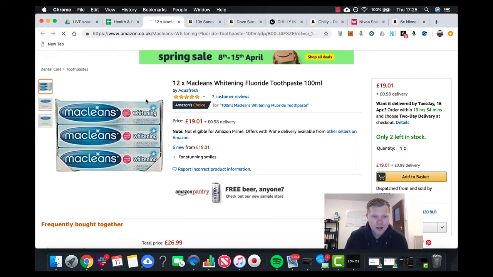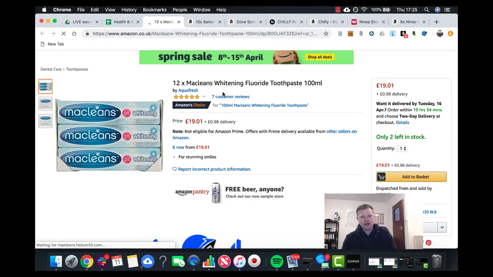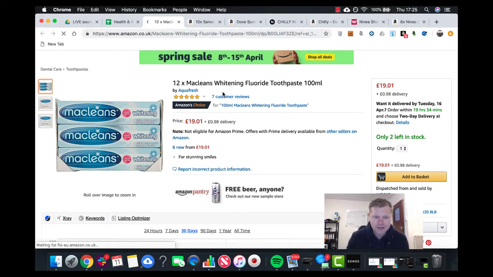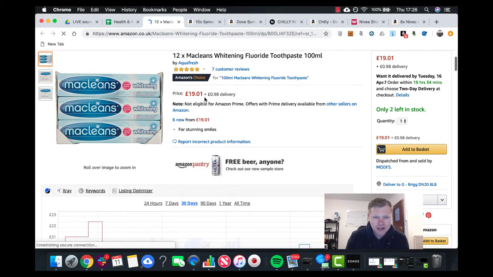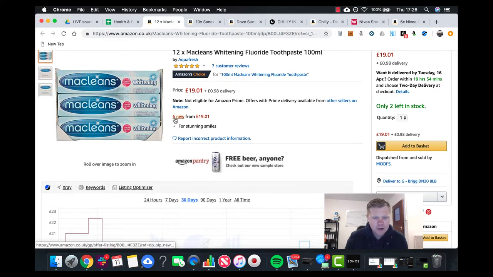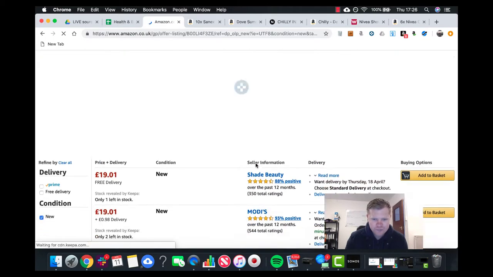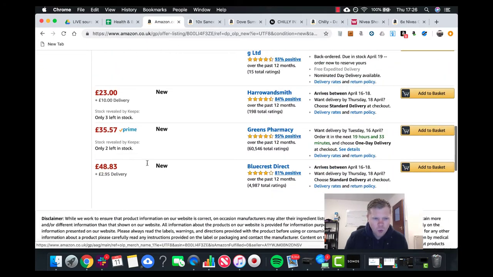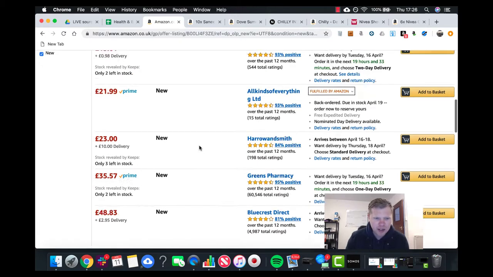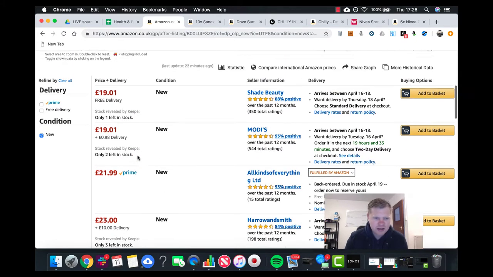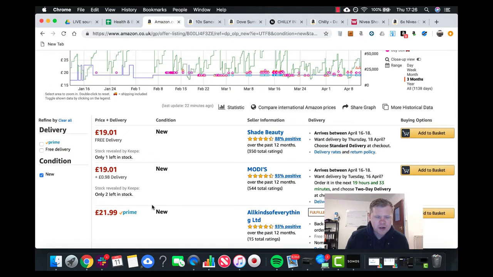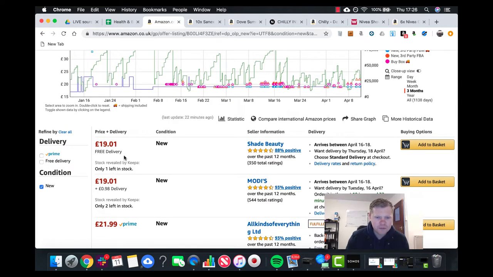Hopefully. So 12 times McLean's Whitening Fluoride Toothpaste 100ml. So 12 packs of this. Selling at £19 and a penny, but it's a self-fulfilled seller because it's got the delivery cost to add on, which is another 98p. So you've got 6 sellers selling it. One prime, but well out there at £35. Another prime at £21.99, a bit closer. But he's not getting the buy box because he's just a little bit too above the minimum seller. So this seller is a self-fulfilled seller at £19 and a penny.